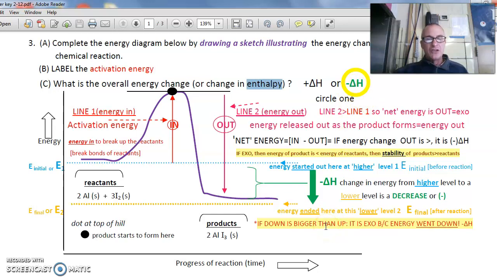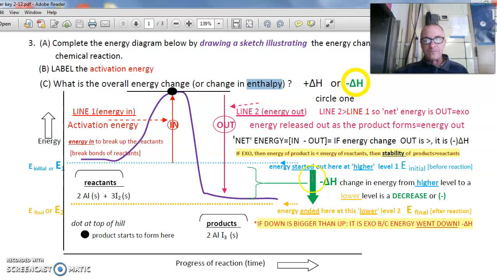How much energy was released? Well, here's the energy we started at. The blue line was the energy we started at. The energy we started at is a higher level than the energy we ended at. This is the energy final, E2, this orangish line. This is where the energy ended. It is lower than what we started at. So the energy was lowered. We went from this line down to that line. That line is lowered. It's a minus delta H.